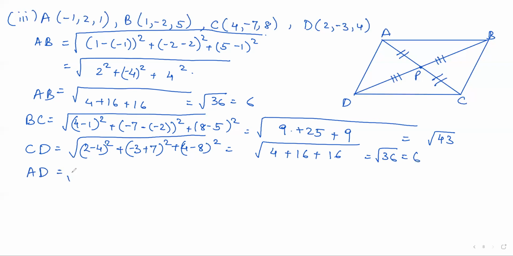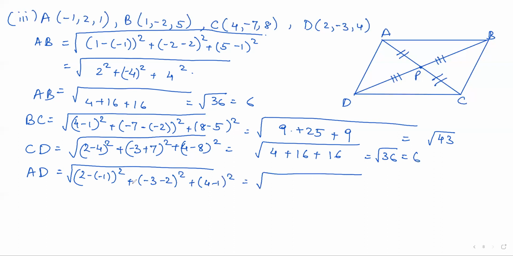AD is equals to D minus A, so 2 minus of minus 1 whole square plus minus 3 minus 2 whole square plus 4 minus 1 whole square. This is equal to root of 2 minus of minus 1, which is 3 square, 9, plus minus 3 minus 2, which is minus 5, 25, plus 4 minus 1 is 3 square, 9. This is equivalent to root 43.